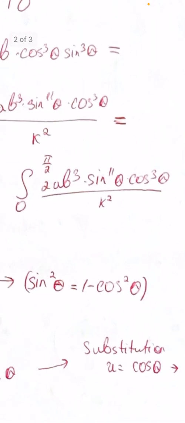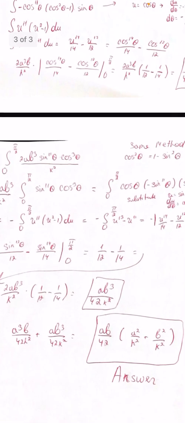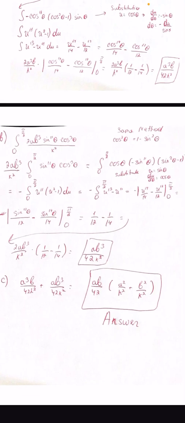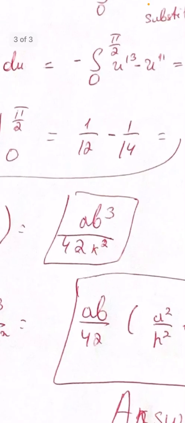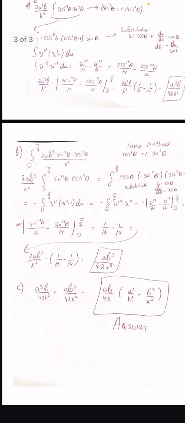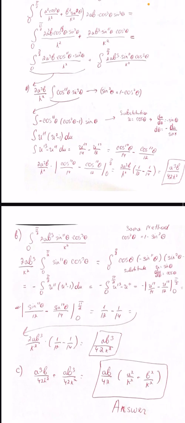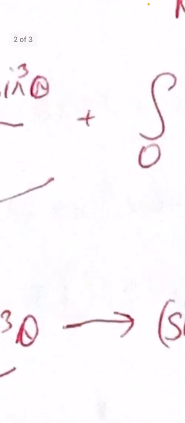Also, the second part, where we find the integral of this function, is going to use the same method. As you can see, I don't want to explain it again because it's the same thing. So we will eventually get here a b cube over 42 k square.